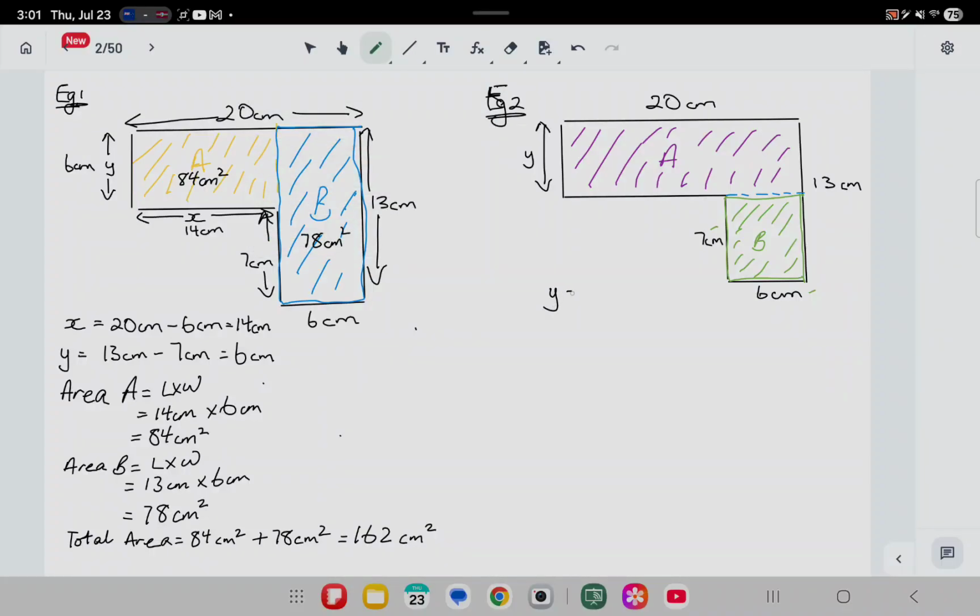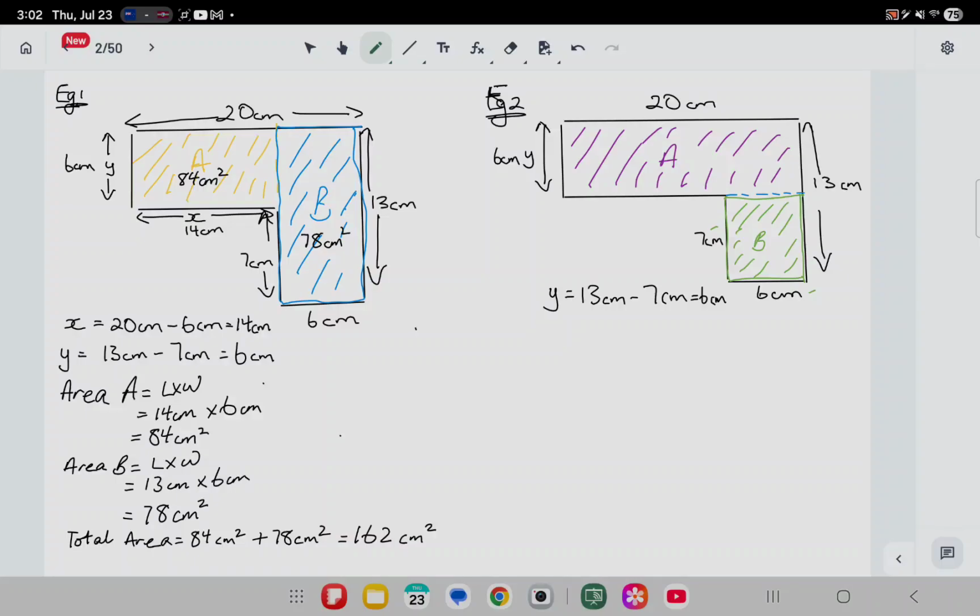So we know Y is a vertical line, so we're only looking at the vertical values, which is 13 and 7. We know from the top to the bottom here is 13, and we know if we join up 7 and Y, we will get that 13. So therefore, to find out what Y is, it will be 13 centimeters take away 7 centimeters, which will give us 6 centimeters. So we know that Y here is 6 centimeters.